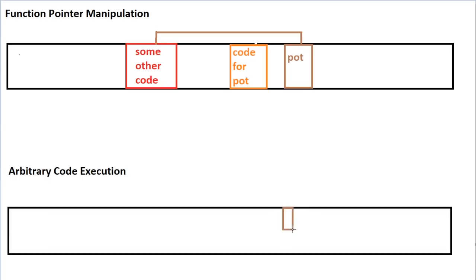So for arbitrary code execution, it would be the same deal. We'd have a pot in memory. We would have the code for that pot in memory as well. And the pot would be looking at this place in memory for its drawing code. The difference with arbitrary code execution is that we're writing our own code.